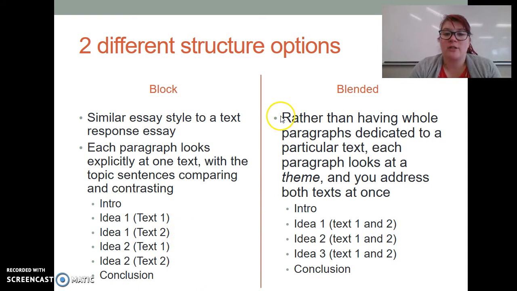The other option is over here. This is your blended approach, okay? So rather than having a whole paragraph to each text, you talk about them at the same time. So this one is much more thematic and it's much more based around the ideas we've already been looking at in class. So your options are, again, introduction. You have 3 main ideas. So this is structured overall the same as a text response in that you have 3 arguments, 3 paragraphs. The difference is, rather than just talking about one text, you have to talk about both texts at the same time.